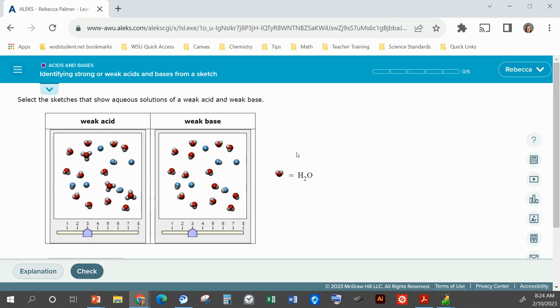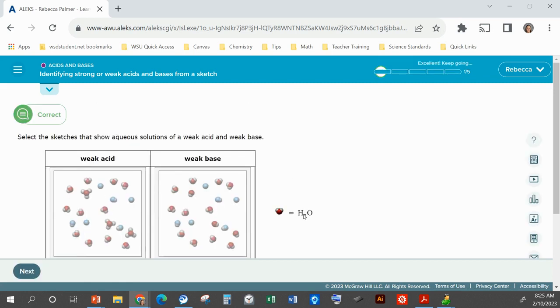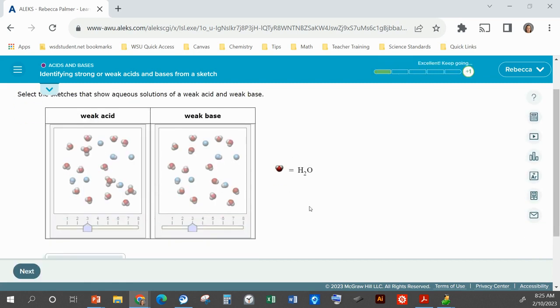Okay, so this one's confusing. This one I might put on my note card. This one tricks me almost every time I do it. So let's double check and make sure that these are right. But does that make sense, the reasoning, how we're looking for things that are either accepting or donating protons. Okay, all right. If you get a strong acid and a strong base, those ones are pretty easy. Okay, so those are our pictures for weak acid and weak base.